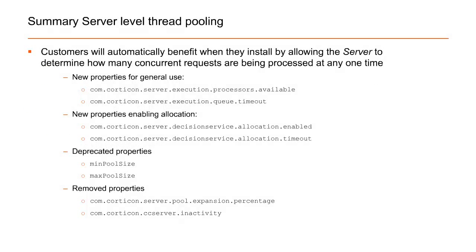In summary, all customers will benefit from the new server-level thread pooling. For those that want more control, we reviewed the necessary properties that have been added to provide control. Additionally, several properties have been redefined, deprecated, or removed in Corticon 5.5.